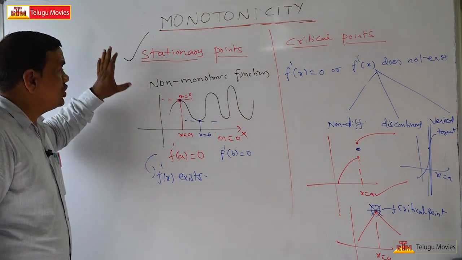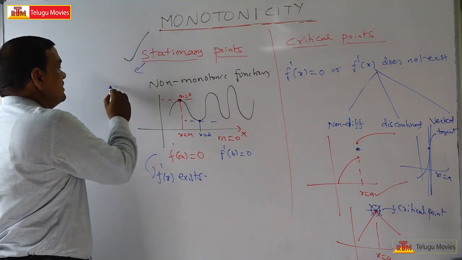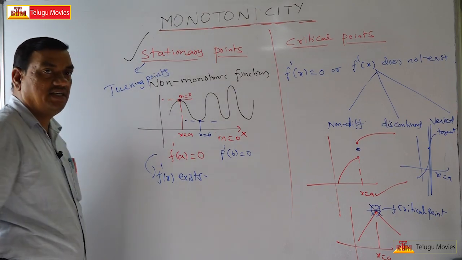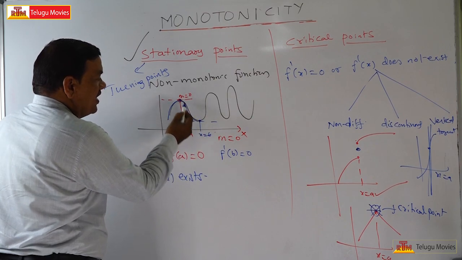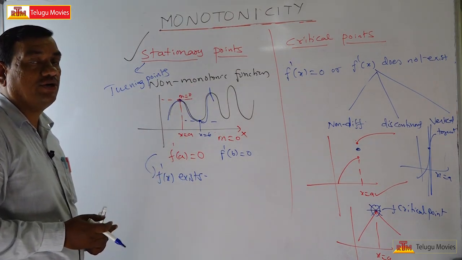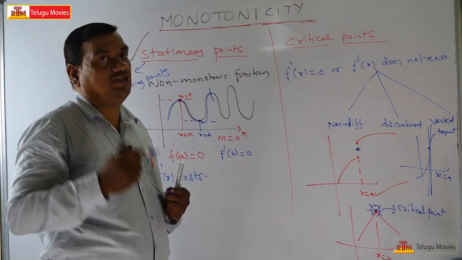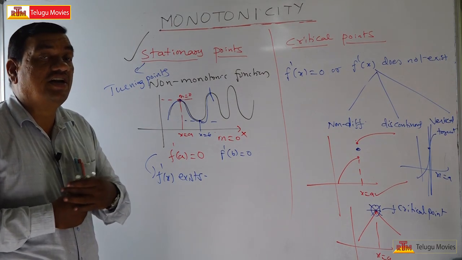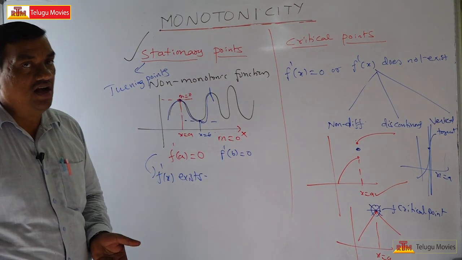These stationary points are sometimes also called turning points. Why are they called turning points? Up to here the function is increasing, then it is decreasing, and again it is increasing. From that stationary point only, the function changes from increasing to decreasing or decreasing to increasing. Understand this? Okay, right. Where it is increasing and decreasing, and where it will have maximum and minimum, we will see in the next class.